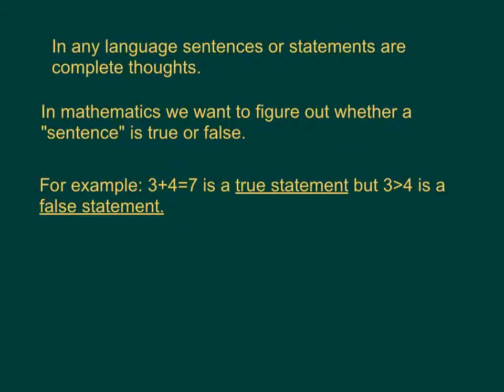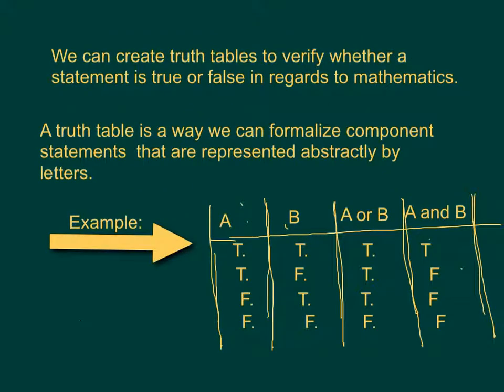So in any language, sentences or statements are complete thoughts. So in mathematics, we want to figure out whether a sentence is true or if it's false. So for example, we could have 3 plus 4 equals 7, which is a true statement, but 3 is greater than 4 is a false statement. So we can create truth tables to verify whether a statement is true or false in regards to mathematics.